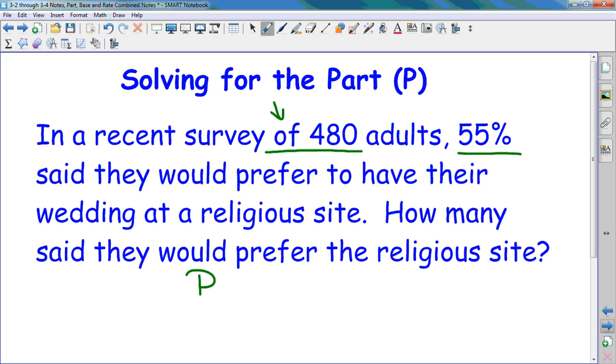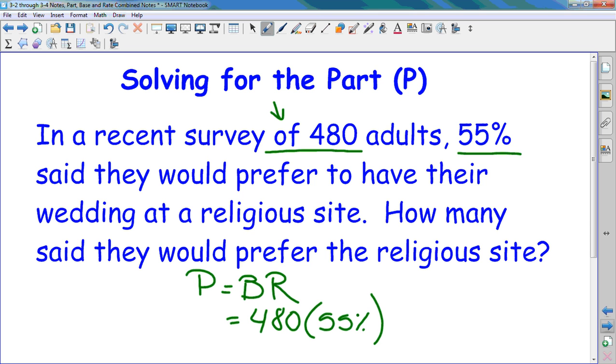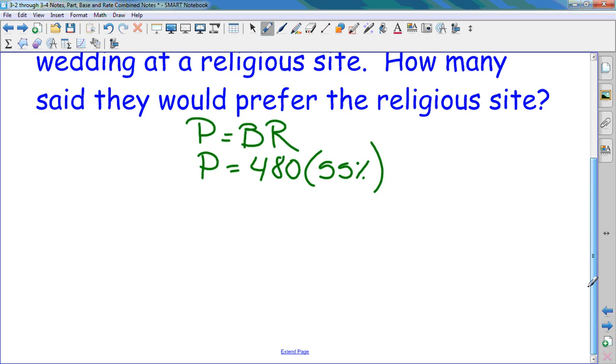So I have my part equals base times rate. I have my of saying 480 and my rate at 55%. And I'm looking for my part. That even hints it off at the beginning. We said solving for the part. Now, what is 480 times 55%? Or you can put in 480 times 0.55.